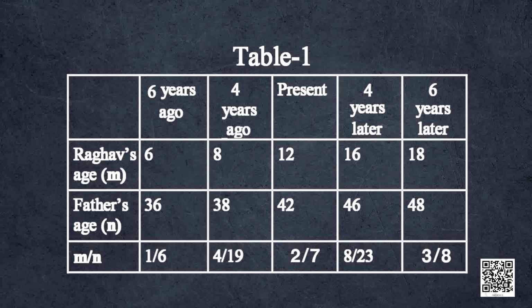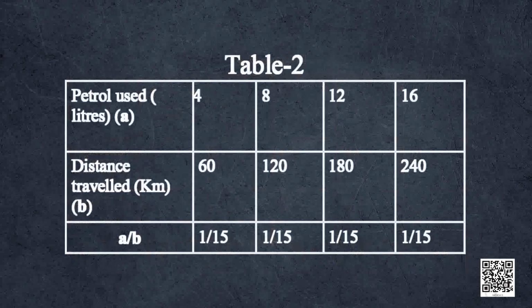Good. Started calculating? Similarly, in table 2, let us take the petrol used as A and the distance travelled as B. Let us observe what happens to A by B. Let us start calculating. Yes, what a surprise! It's 1 by 15 throughout. Very good.